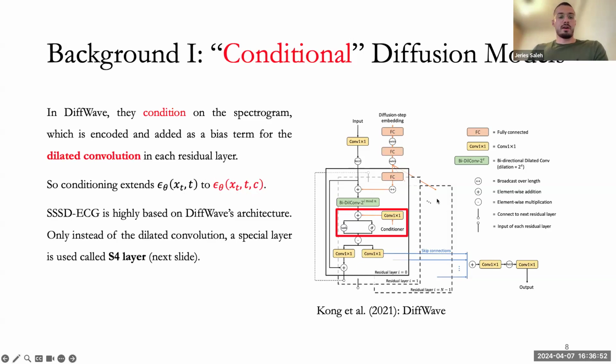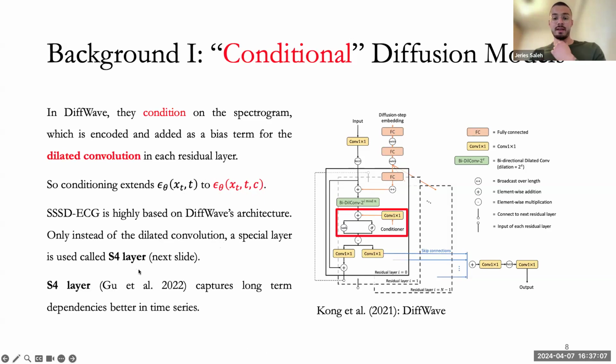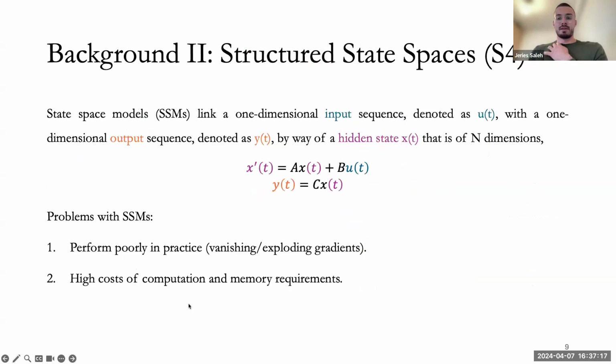And our model, the SSSD ECG model, instead of using the dilated convolution, they are introducing a special layer called the S4 layer. I'll be discussing it in the next slide. In short, it was introduced by Albert Gu in 2022, and it should capture long-term dependencies better in time series. Okay. So structured state space models.